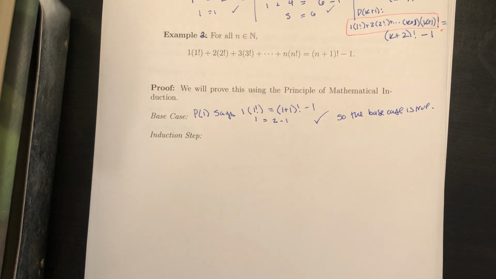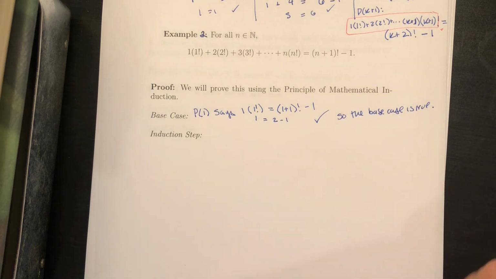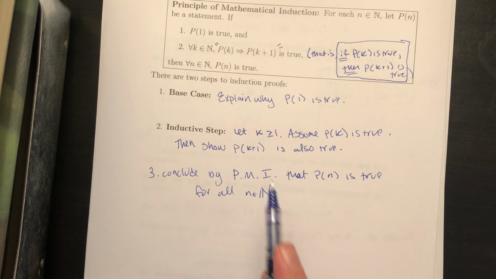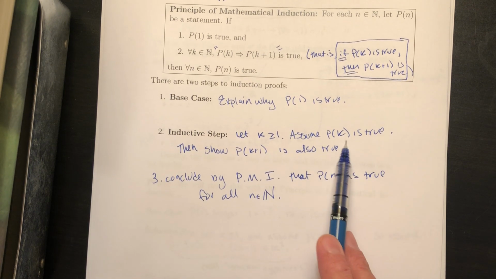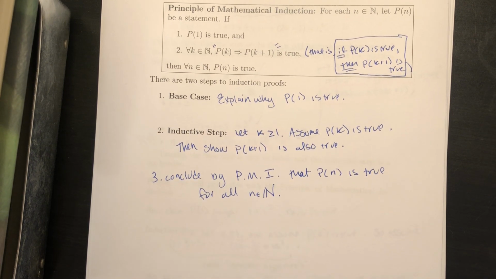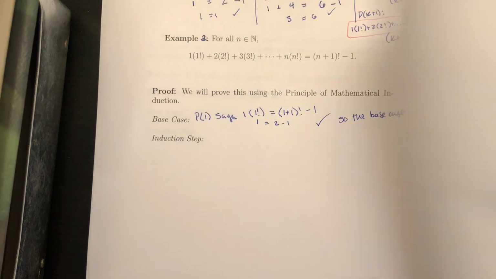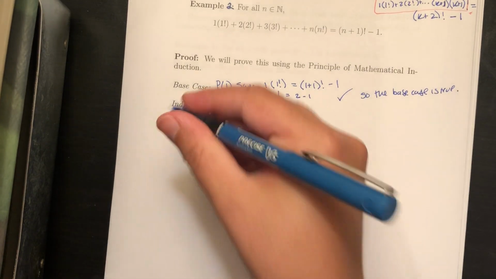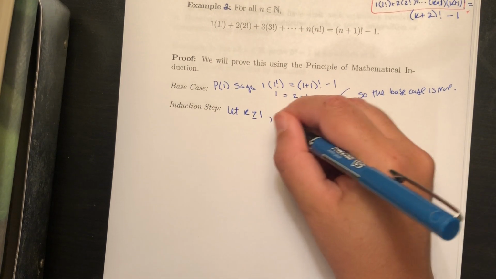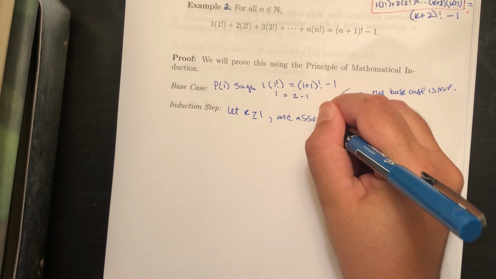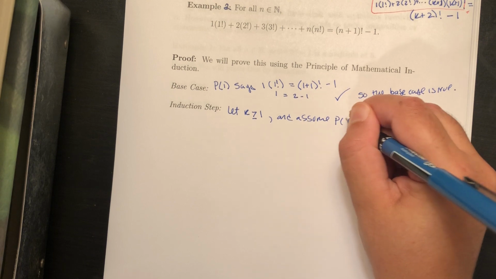All right, now we move on to the induction step, and let me go back really quickly to what that looks like. We said for the inductive step, we let k be some natural number greater than or equal to 1. We assume P of k is true, and then we show that P of k plus 1 is also true. So let's try it. Let k be greater than or equal to 1, and assume that P of k is true.